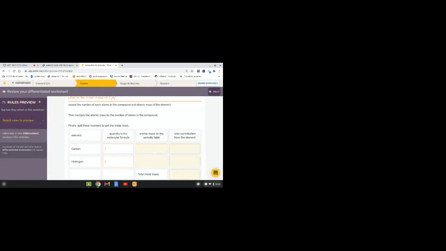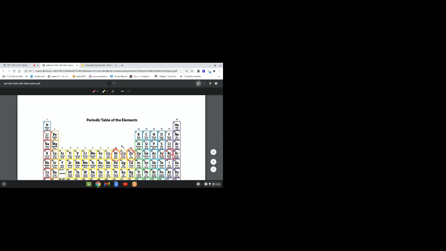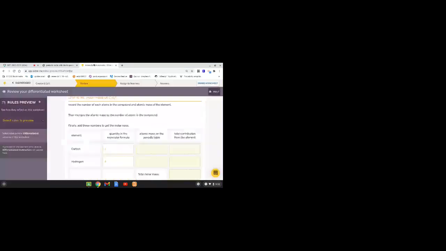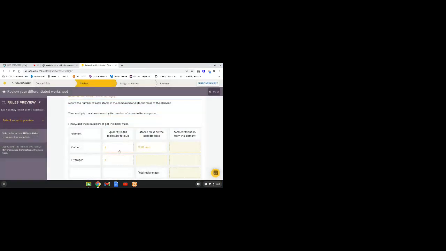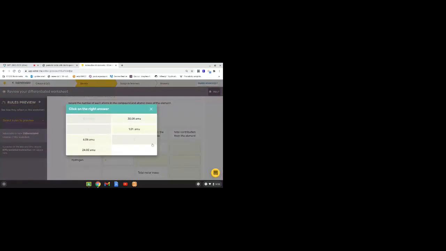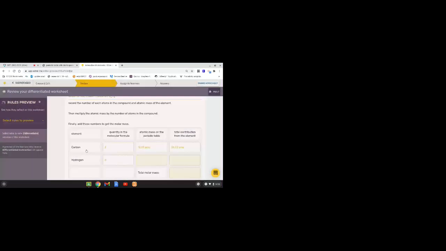From here, now I need to use the periodic table. So since carbon is the first one listed, that's the first element I'm going to look for. So I'm going to go to the periodic table. I'm going to look for carbon. It's right here. You'll notice it says 12.01. So I'm going to go back to my worksheet, and I'm going to select 12.01. Then I'm going to say 2 times 12.01 is 24.02.